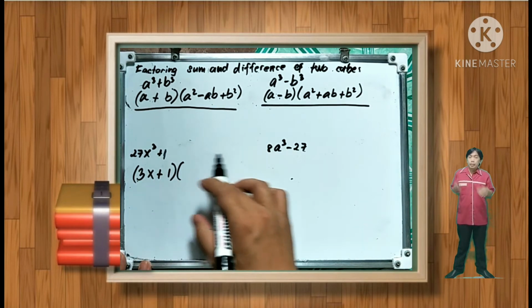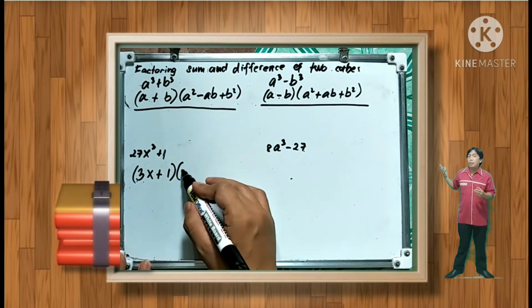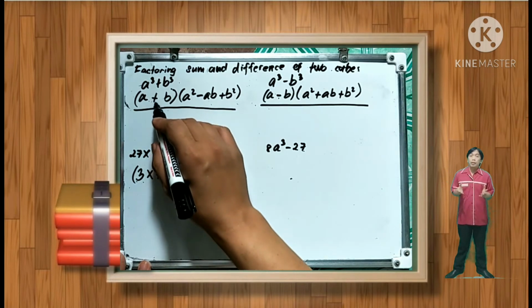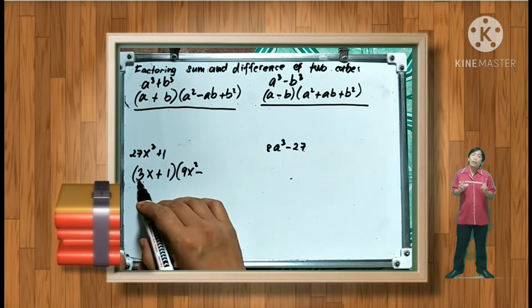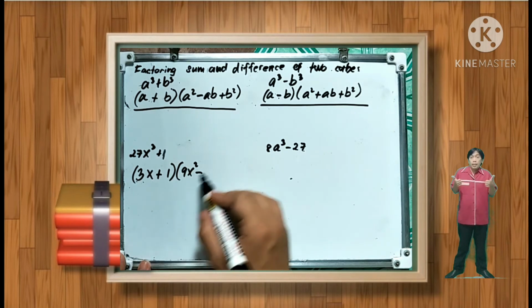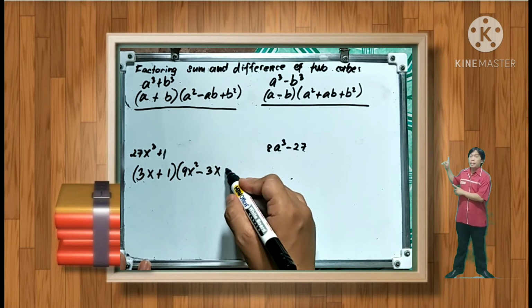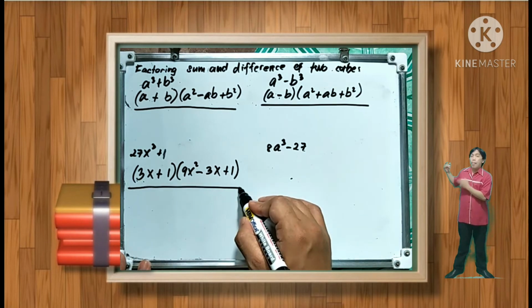So we have here the trinomial on the right. Same procedure, squaring the first term, 3x times 3x, that is 9x squared. Since this is plus, just like this, it will be minus. Then we multiply the first and the second term. 3x times 1, the answer is 3x. Let's square the second term here. So we have positive 1. So this is the answer.